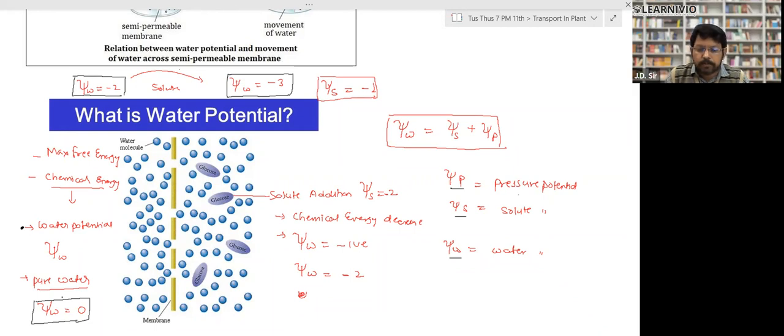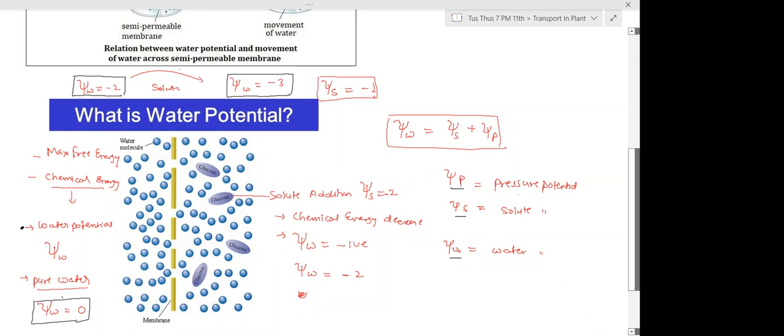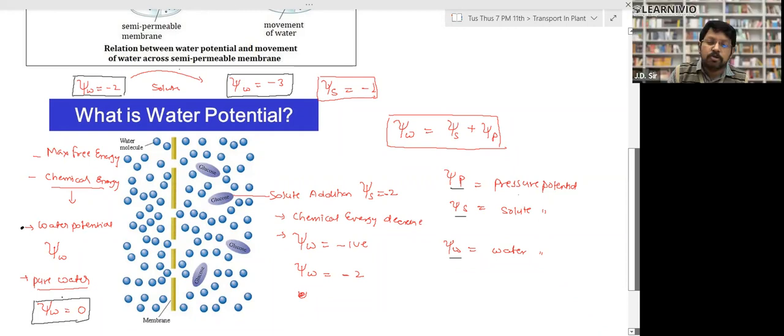Now did you get the water potential? Actually, this is osmosis, and we are representing osmosis in terms of water potential. Osmosis is a definition from chemistry, and now we are defining it from the angle of physics. That is the only difference between osmosis and water potential. Both are the same thing.